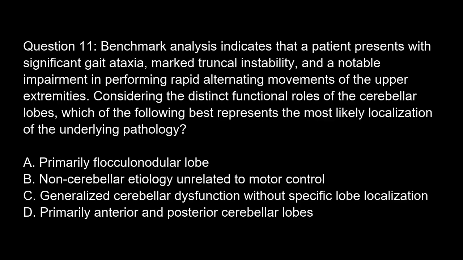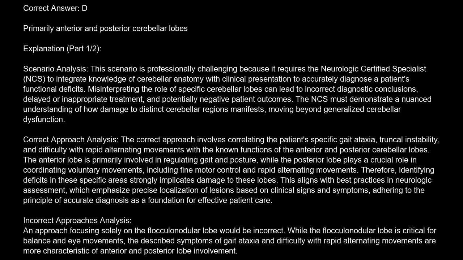Option B, non-cerebellar etiology unrelated to motor control. Option C, generalized cerebellar dysfunction without specific lobe localization. Option D, primarily anterior and posterior cerebellar lobes. The correct answer is D, primarily anterior and posterior cerebellar lobes.